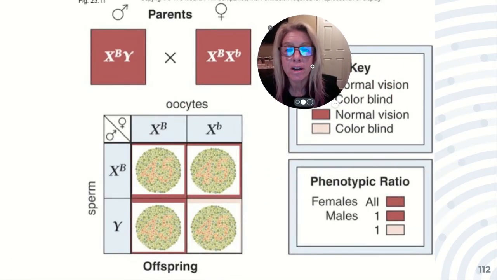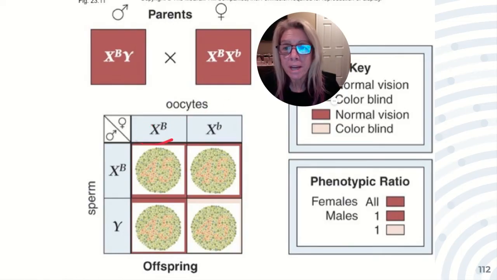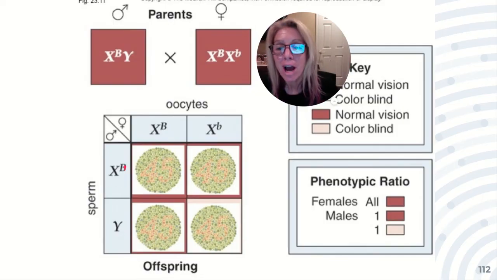So a heterozygote female would be X big B, X little b. She's not colorblind, but she's a carrier. A normal male would be X big B, Y. Males cannot be heterozygote, right? They either have it or they don't have it. They can't be a carrier.